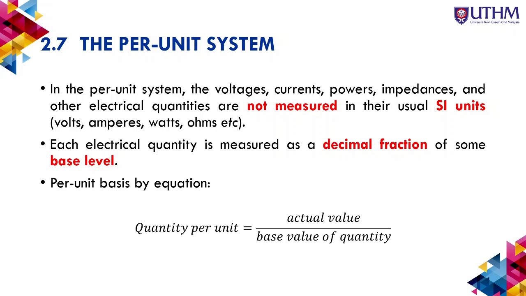Bila you dah calculate untuk memudahkan, and then lastly you tukar balik. So agak lebih mudah untuk dia punya calculation. Okay, so dekat sini formula dia mudah je: quantity per unit equal to the actual value divided by the base value of the quantity. I think ni memang tak nampak lagi. It's okay, kejap lagi kita akan tengok.